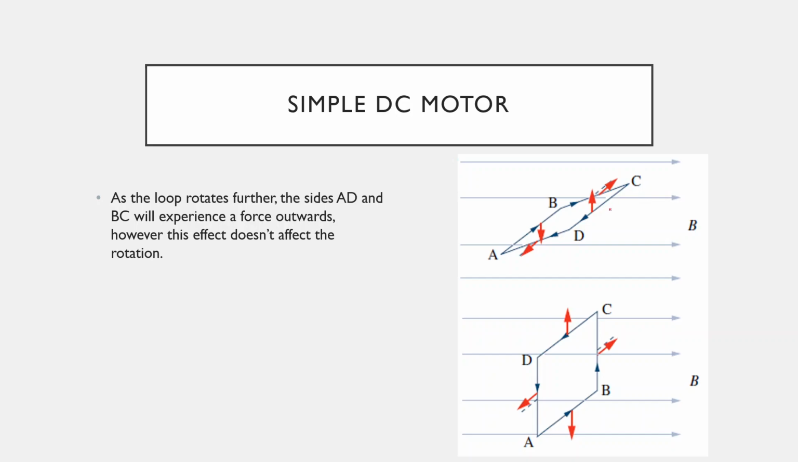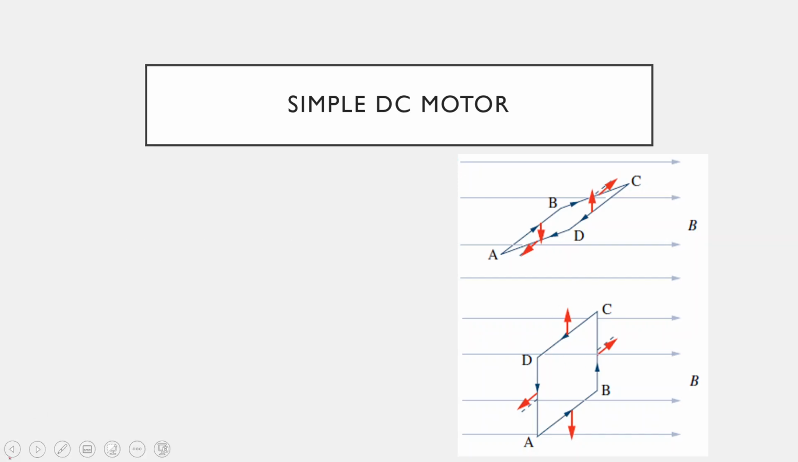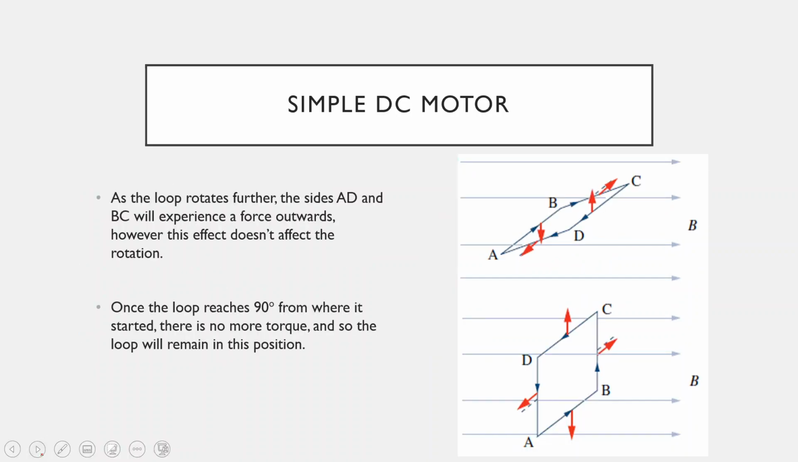In the next diagram, this is what would happen if it was to rotate 90 degrees from its starting position. Again, you can use your slap rule and determine that the forces on side AB are still downwards, and the forces on side CD are still upwards. So nothing has changed in terms of the direction of the forces. However, in this position, the torques from each of these two sides are going to cancel out and it won't continue to rotate anymore. It's going to be stuck in this position. All the forces cancel each other out. There's no more torque. It's just going to stay there.